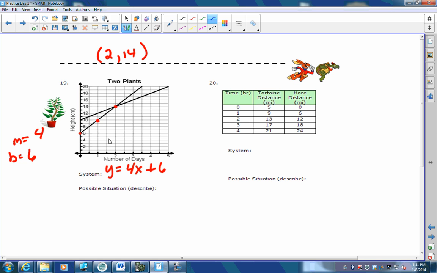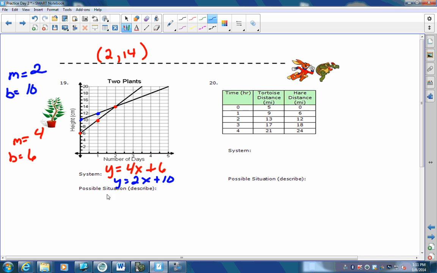The second equation, I'm starting up here at 10. So the y-intercept would be 10. So again, I'm going to go over to 1 and see if it crosses nicely, and it does. I'm going up 2 and over 1. 2 over 1 is 2. So my other equation would be y equals 2x plus 10.